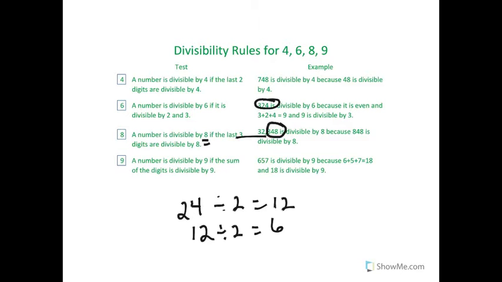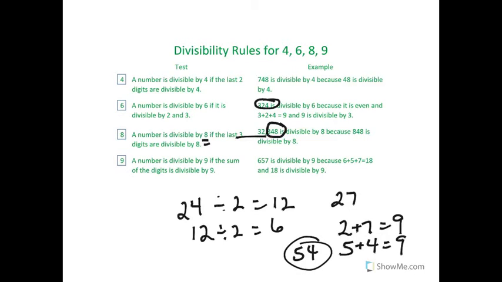9 is pretty useful. You know, you get a number like 27, and you can't remember if 9 goes in, but 2 plus 7 is equal to 9, and 5 plus 4 is equal to 9 for the number 54. So it's good to know the 9 rule for those reasons. But again, you're not going to get anything this big to have to reduce. But it's still useful. So you add up 6 plus 5 plus 7, and you get 18. And 18 is divisible by 9, if you didn't know that. Once again, add 1 plus 8, you get 9.